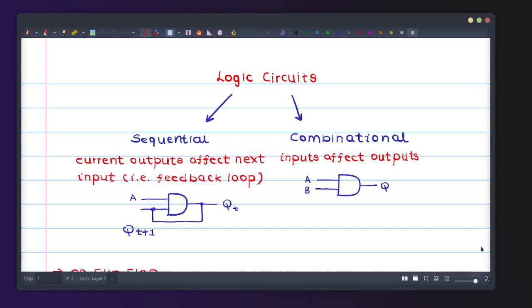Hi guys, so this will be a multiple video series on how logic circuits work and specifically how sequential logic circuits work. We start off by understanding what logic circuits are. Logic circuits are basically circuits that are formed when you put a bunch of logic gates together.